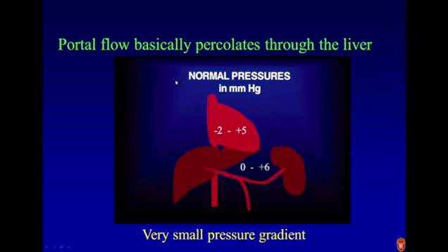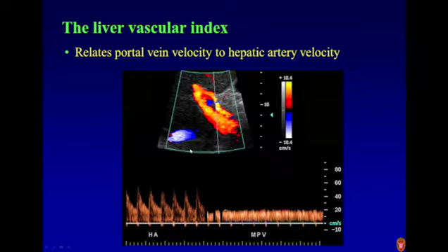Portal venous flow basically percolates through the liver. The pressure gradient between the portal vein and the right atrium is not very much. Normally pressures in the portal venous system are about 0 to +6 millimeters of mercury, whereas in the right atrium, -2 to +5 millimeters of mercury. That's just a few millimeters of mercury. So really, the portal venous blood just gently percolates through the liver as the liver processes it.